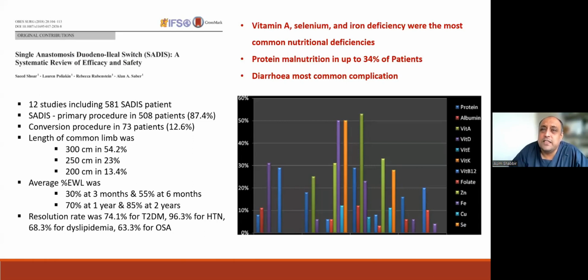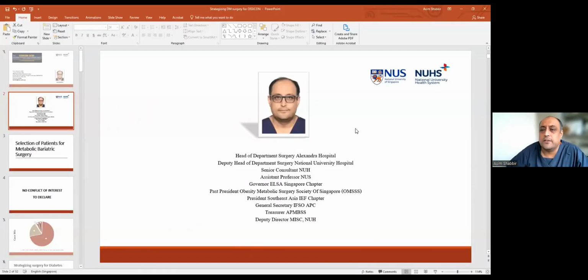the outcomes of sleeve are fair. They're not as good as reported by the West, not as good as I would have liked to see them, and not in the same category as far as weight regain. So these are nuances that we basically need to be aware of and adjust to our patient's needs. With that, I come to the end of the talk. Thank you very much. I will take any questions if there are.